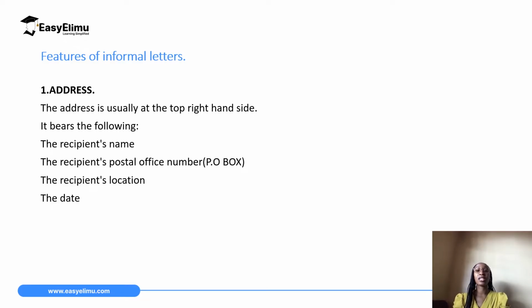It also has their postal office number, what is called the PO box. It has the location, so where are you sending this letter to? It could be Nairobi, Machakos, Mombasa, Eldoret, Rwanda, Uganda, wherever it is that this letter is going to, there's that particular address. And lastly, there's the date. The date here is when you are writing this letter. That is the date that you write. So we are going to have a look at how an address looks.